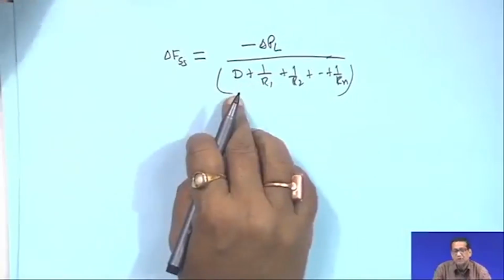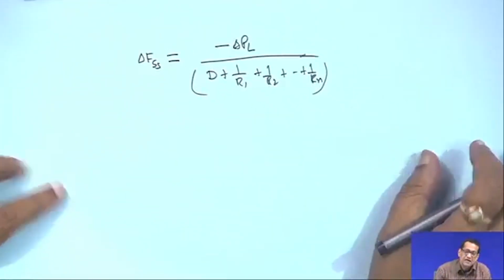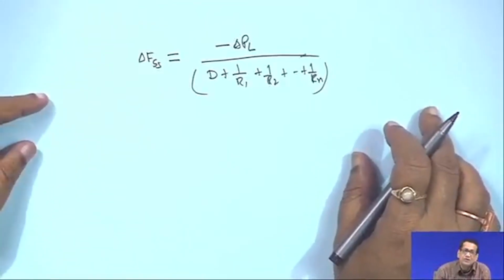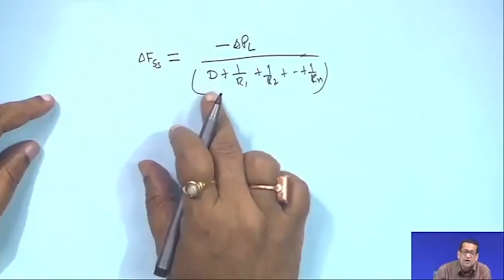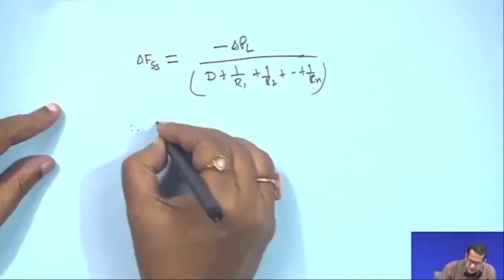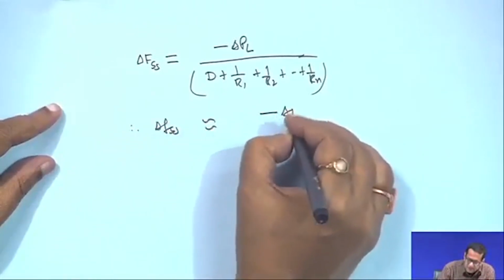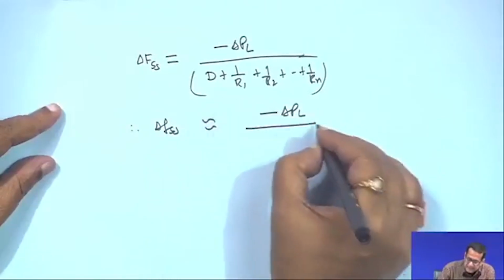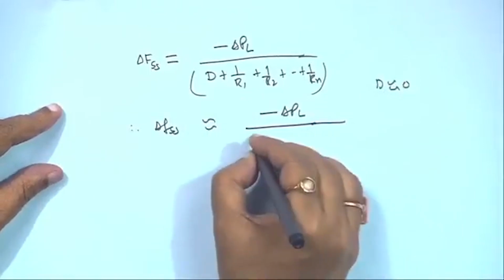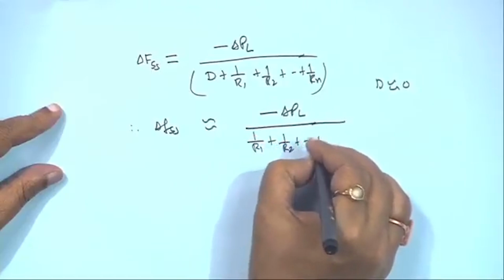D is actually very small. Because of Kp and Tp, all we have seen, Kp we got that is 120, so D will be 1 upon 120. So D is very small. So this can be approximated: if D is neglected, assuming that D is approximately 0, then it is minus delta PL divided by 1 upon R1 plus 1 upon R2 plus up to 1 upon Rn.